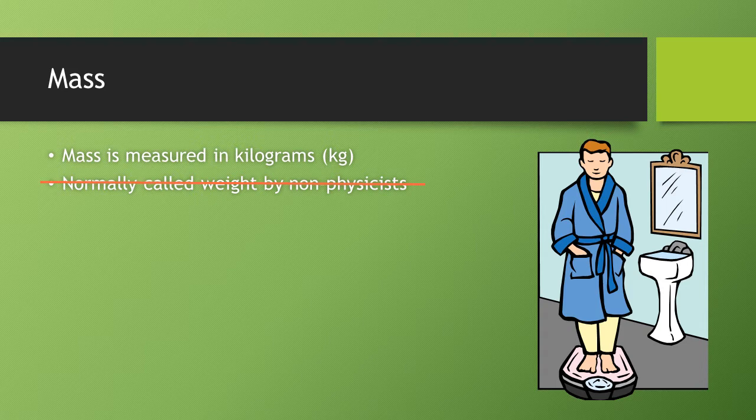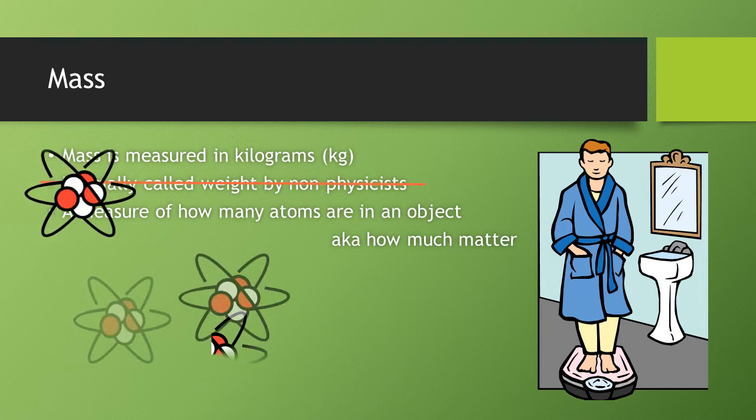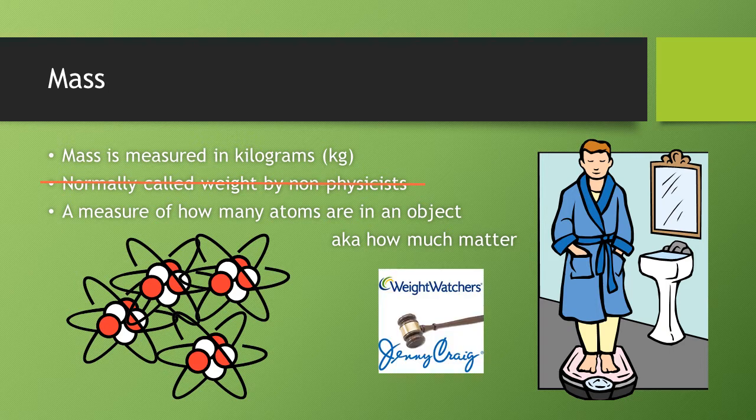So what you're getting from your bathroom scales is your mass in kilograms, and essentially that's a measure of how many atoms there are in an object, or how much matter there is in your body. And so of course, if you were to go to this institution, you're really concerned about the number of atoms of fat in your body, and so it should be called mass watchers, not weight watchers.